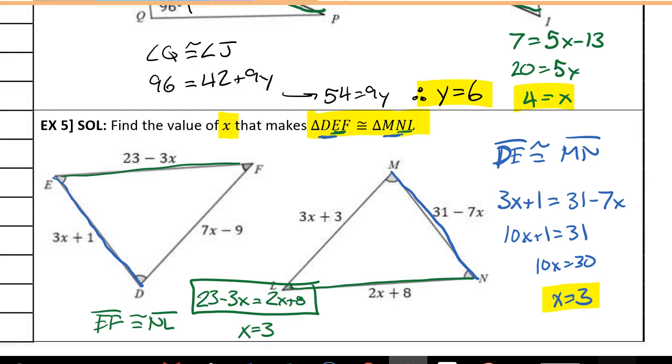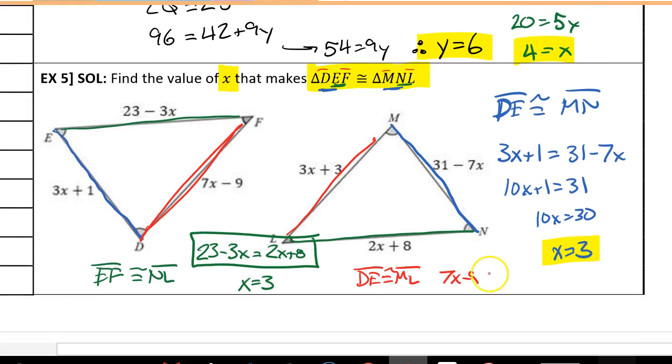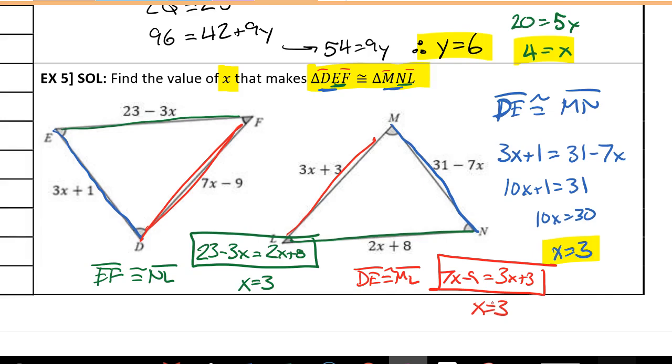And lastly, I could also set up the relationship of DE and ML. DE congruent to ML. In this case, 7x minus 9 equal to 3x plus 3. Solving this also gives us x equals 3. Regardless of which relationship we set up, we still find the same value of x. The important part here is that we're using our congruency statement to set up a relationship between the corresponding sides or corresponding angles.